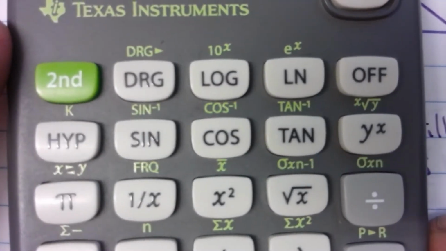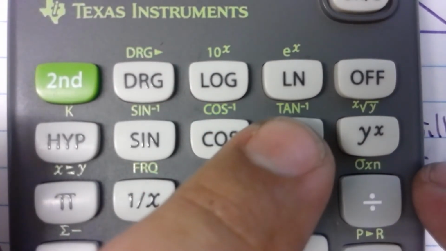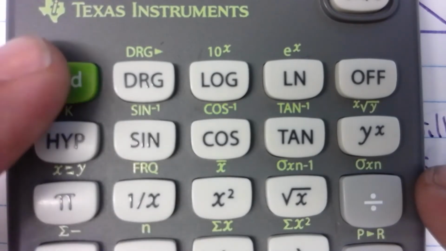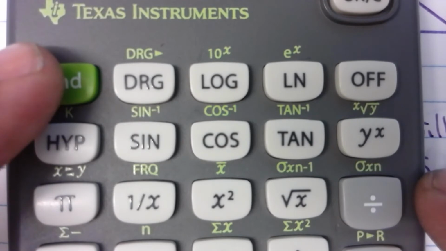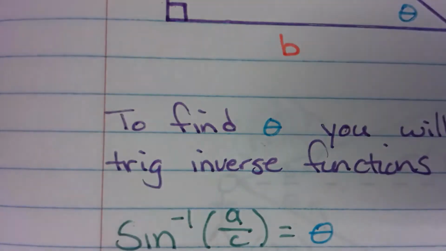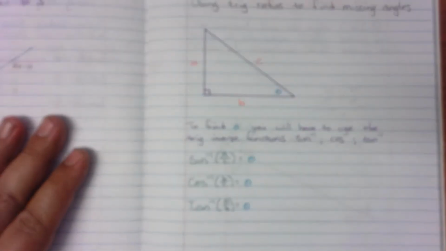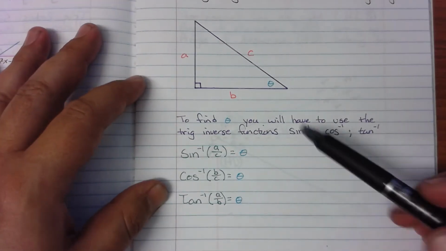On your calculator, right above sine, cosine, and tangent, you have sine inverse, cosine inverse, tangent inverse. How do you get to those? You got to hit the second button first. So again, this is just a lesson on what buttons to push in the calculator and when. Sine is still opposite over hypotenuse. None of that is changing. Cosine is still adjacent over hypotenuse. Tangent is still opposite over adjacent.